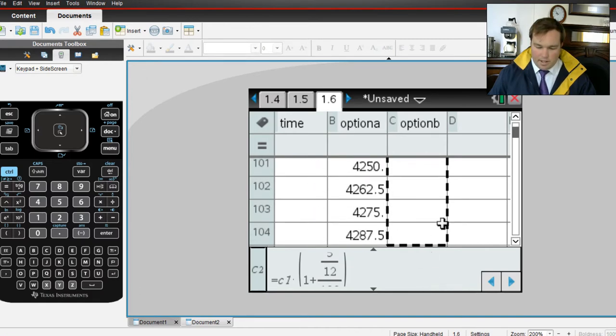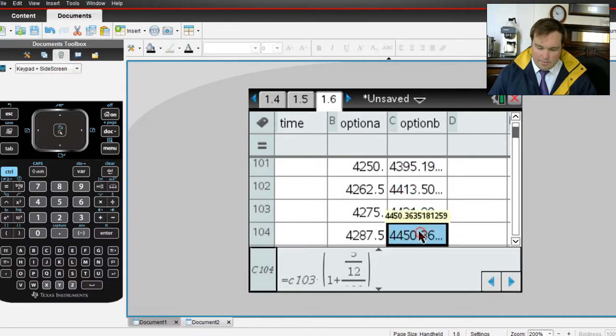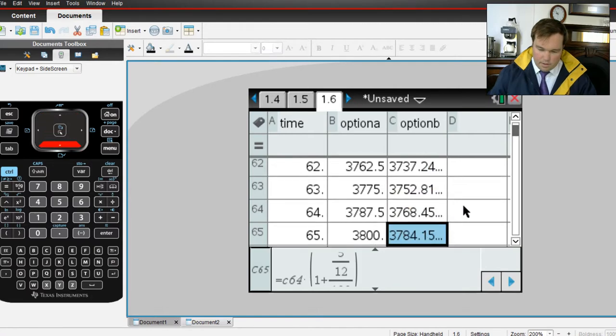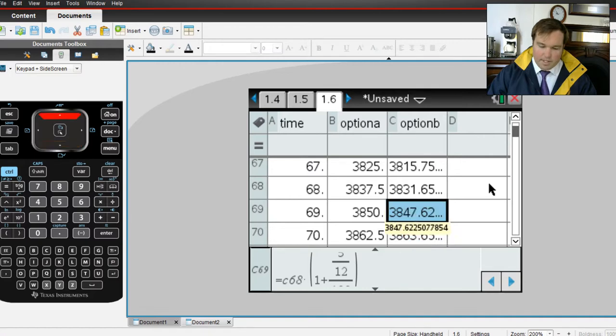And we can see down here, at some point, one is bigger than the other. It's getting closer. There. So between months 69 and 70, option B overtakes option A.